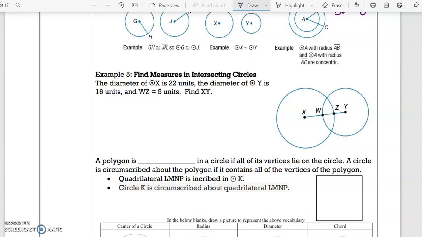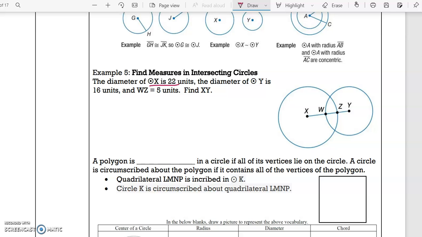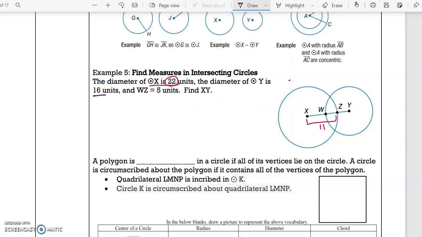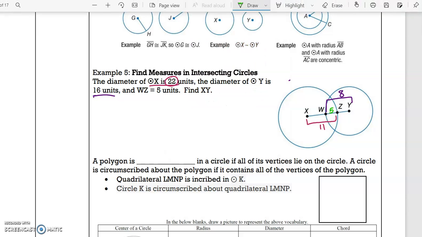So let's go ahead and label a number 5 here. We are given the diameter of circle X. So that would mean that, well, this is the radius, right? So we need to cut that in half, and that would mean that the radius is 11 for circle X. And then the radius is going to be half of 16, or 8, for circle Y. And then they give us one other piece of information here, that the WZ is 5. So with this being 5 and the total being 8, what's left for ZY here would have to be 3.